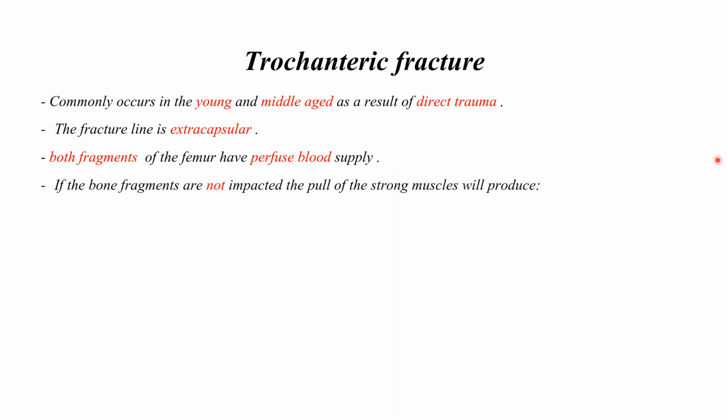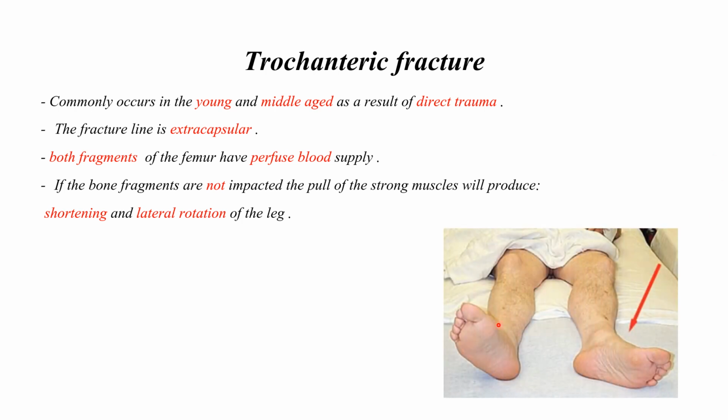If the bone fragments are not impacted, the pull of the strong muscles will produce shortening and lateral rotation of the leg. Here, this is the normal limb, and this is the fractured limb. The toes here are pointed laterally. Here, there is a lateral rotation of the leg.